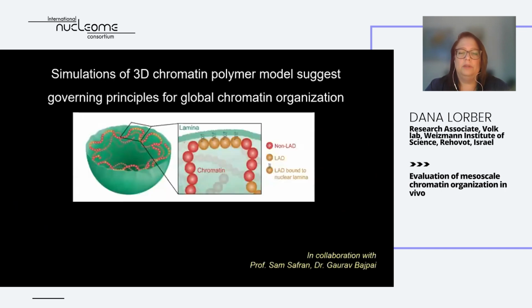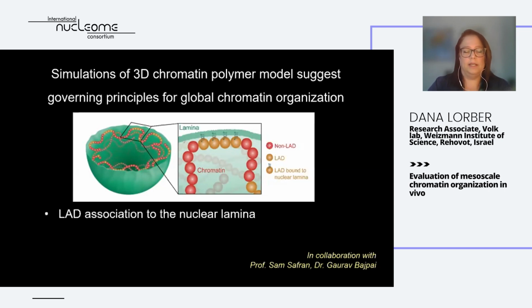Sam and Gaurav modeled the chromatin as a polymer, represented as a sequence of beads confined in a sphere. The inner surface of the sphere is covered with lamina, a dense mesh of lamin proteins. Some of the beads, like parts of the chromatin, are lamina-associated domains, LADs, that can bind the chromatin to the nuclear envelope. Sam and Gaurav identified the main forces that determine chromatin organization.